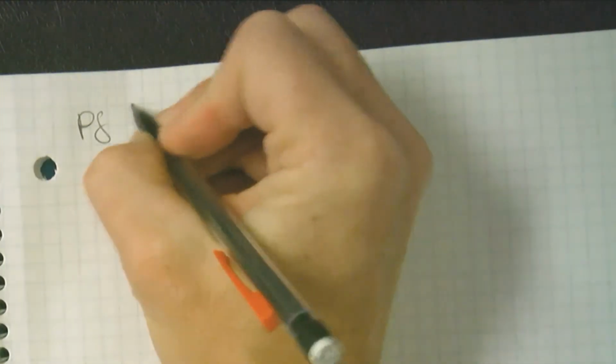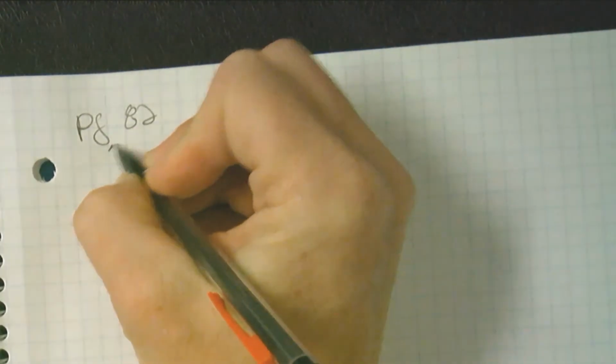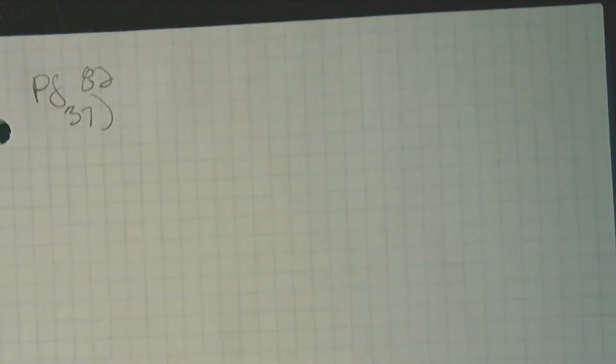All right, so let's jump to that one story problem that you guys are mad at me for. All right, this is kind of like what your homework quiz was. So I want to redo it for you. This is page 82, number 37. All right, so they give us this drawing.